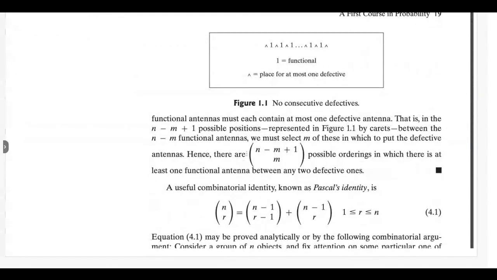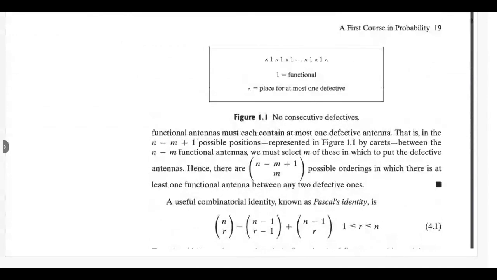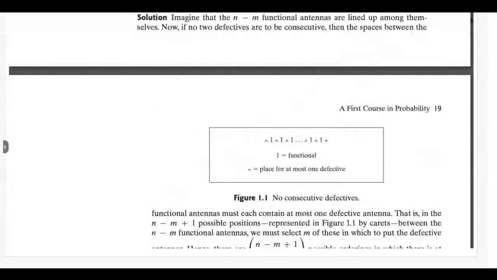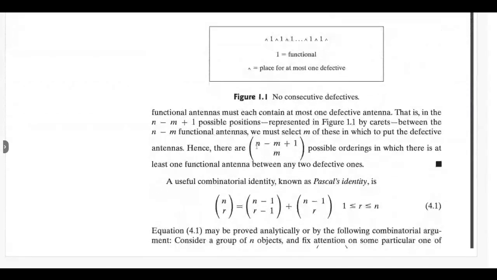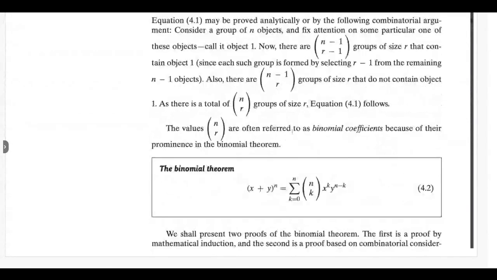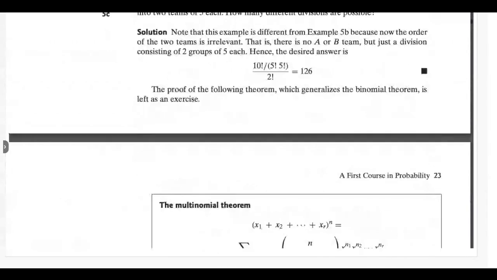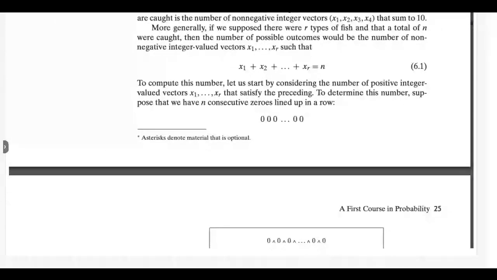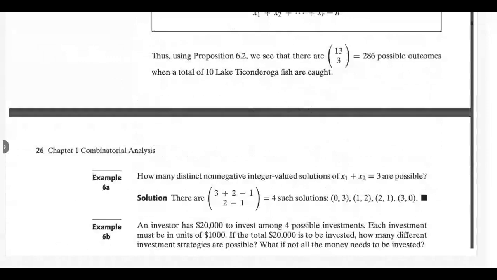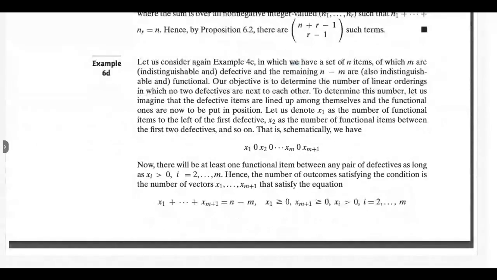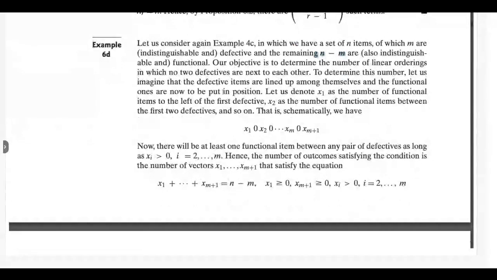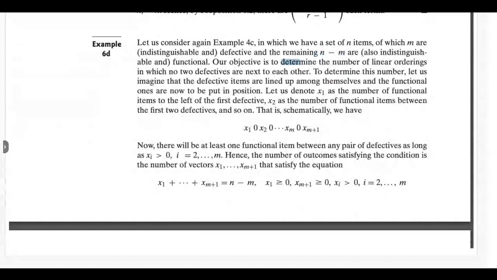So, right, back then, this is a little bit different. Okay, anyone, let's go back to see here now. So in Example 4C, we have a set of n items, m are no good, n minus m are good. Our objective is to determine the number of linear orderings in which no two defectives are next to each other.